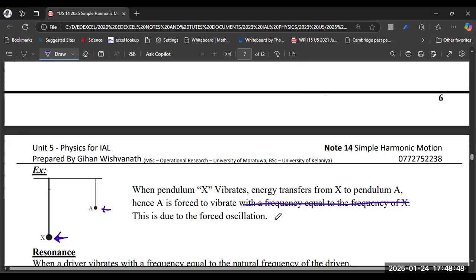This is due to forces because in this case we can't say with a frequency equal to frequency of X, because A has its own natural frequency. So A will vibrate on its own frequency.